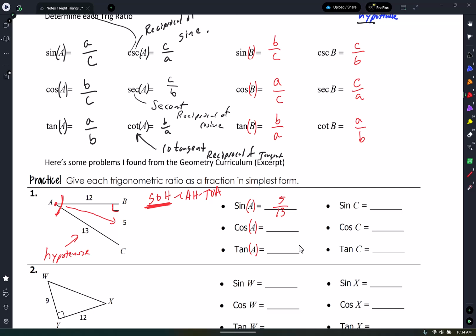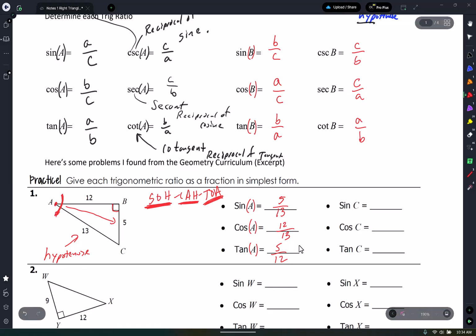I'm going to go to cosine. I'm going to underline cosine, CAH. That means adjacent over hypotenuse. What's adjacent to angle A? 12. What's hypotenuse? 13. That's all it is. You're just using the definition. Tangent, TOA. What's opposite to angle A? What's adjacent? There you go. We just did it, guys.